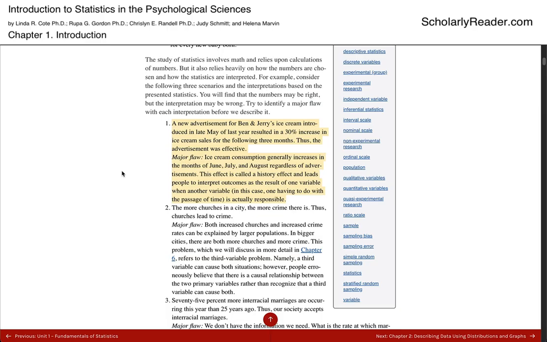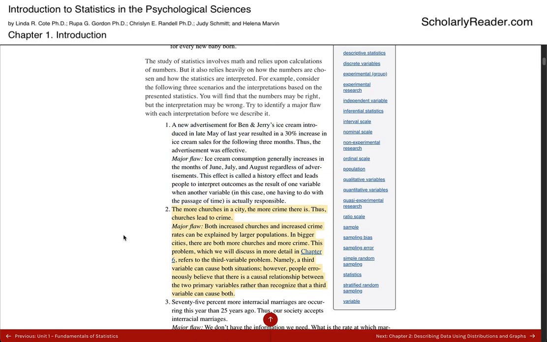1. A new advertisement for Ben & Jerry's ice cream introduced in late May of last year resulted in a 30% increase in ice cream sales for the following 3 months. Thus, the advertisement was effective. Major flaw: ice cream consumption generally increases in the months of June, July, and August regardless of advertisements. This effect is called the history effect and leads people to interpret outcomes as the result of one variable when another variable, in this case one having to do with the passage of time, is actually responsible.